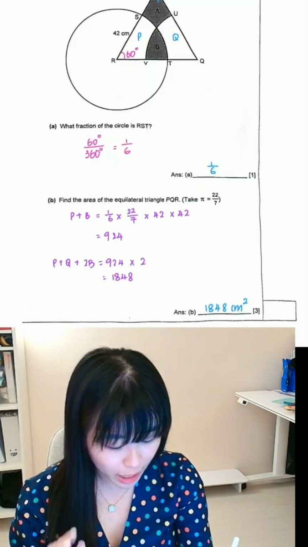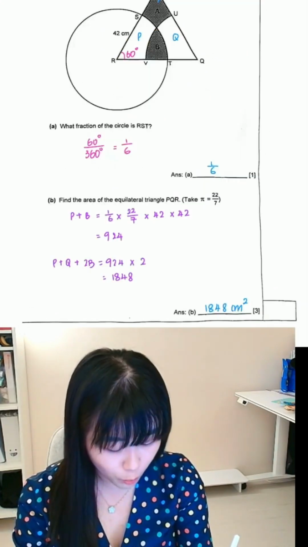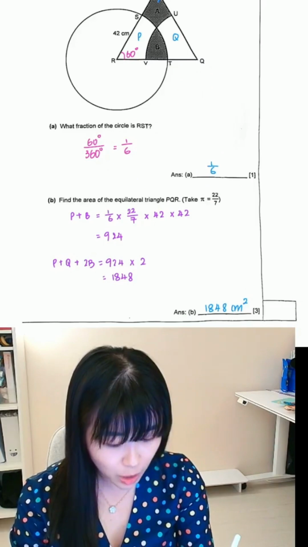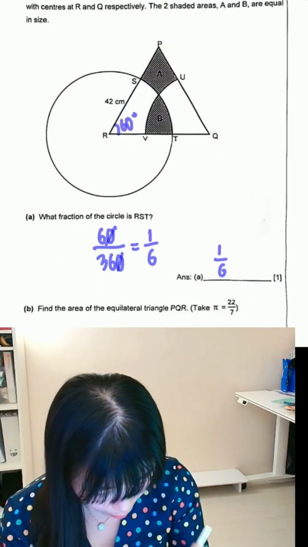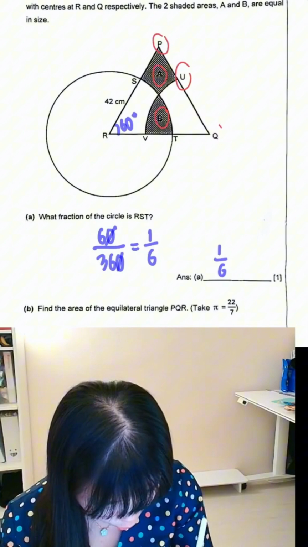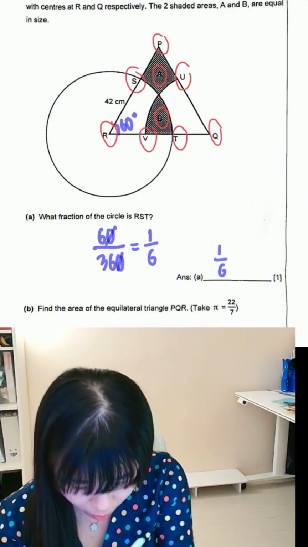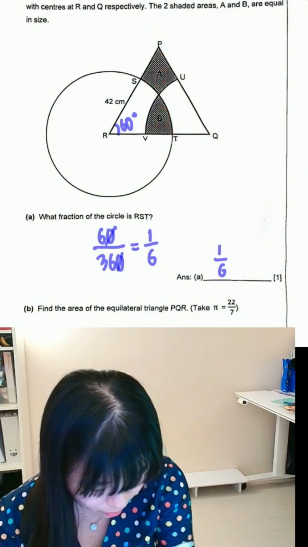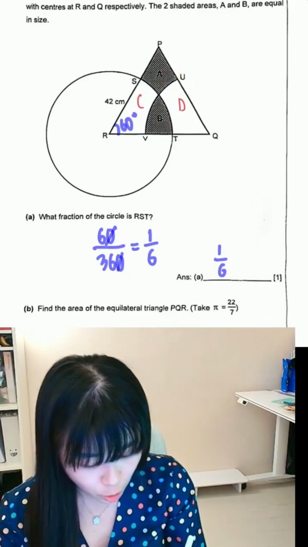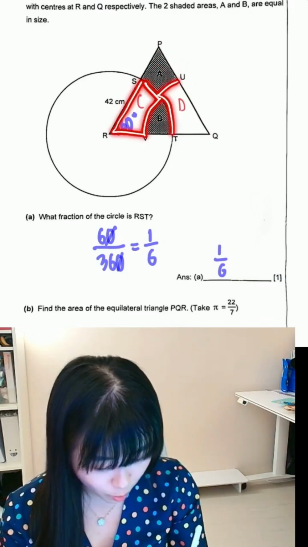Part B, find the area of the equilateral triangle PQR. This is what I want you to do. Now we already have A, B, T, U, Q, V, T, S, R. Okay, so I haven't used C, D. So I'll use C and D. C to represent this part here and D to represent this part here.